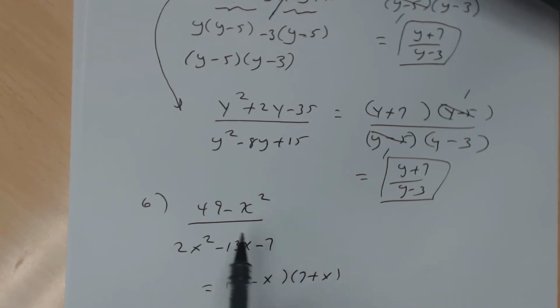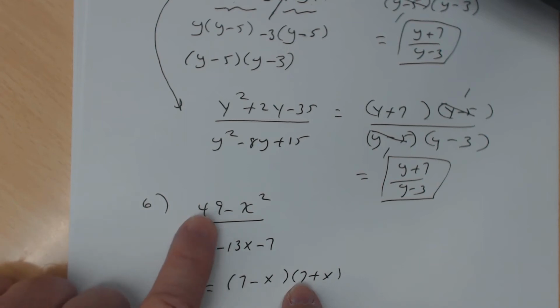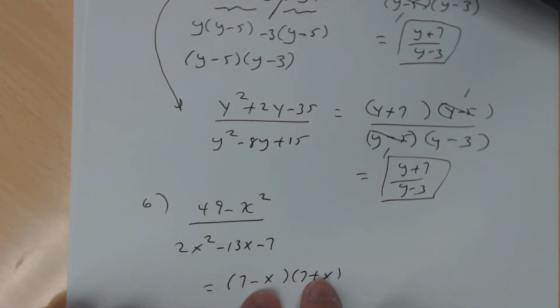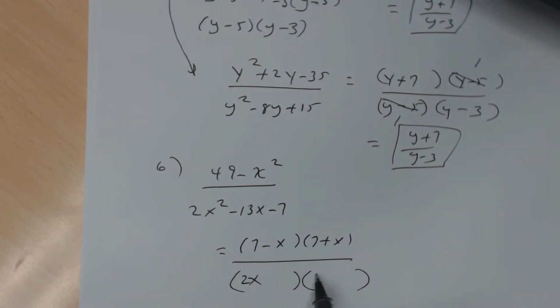So you got to say 7 times 7 is 49. Always check that. 7 times 7, first times first is 49. A negative x times a positive x is a negative x squared. Okay? The denominator, two binomials, the only possibility for 2x squared is 2x and x. The last sign's a negative 7. So I know that one's going to be positive, one's going to be negative. I also know that the absolute value of negative 7 is 7.